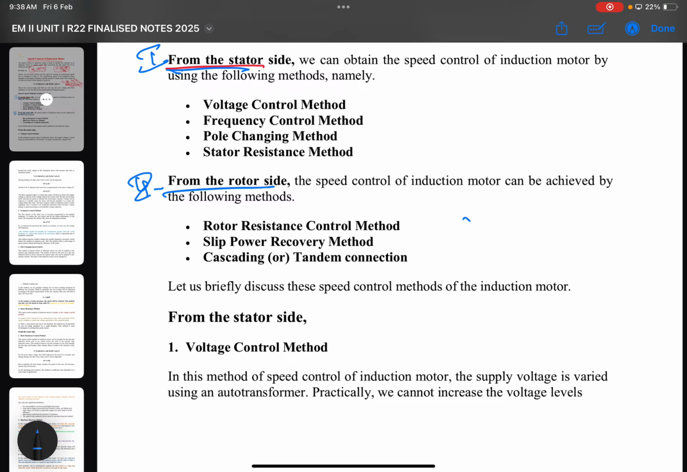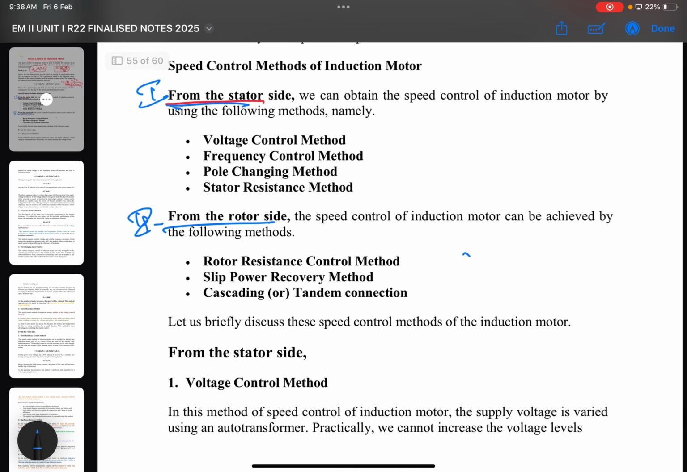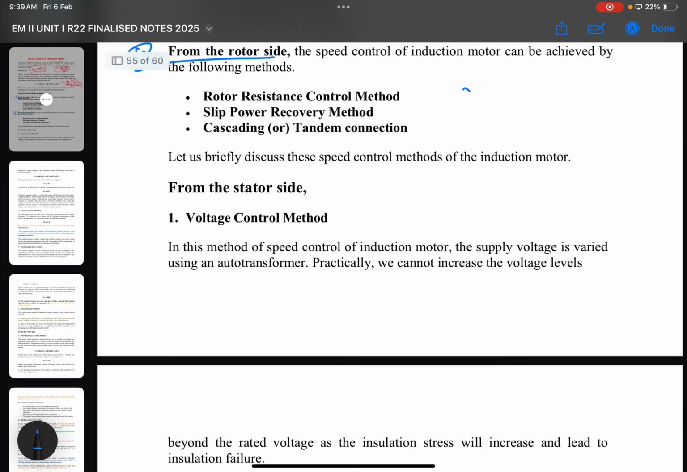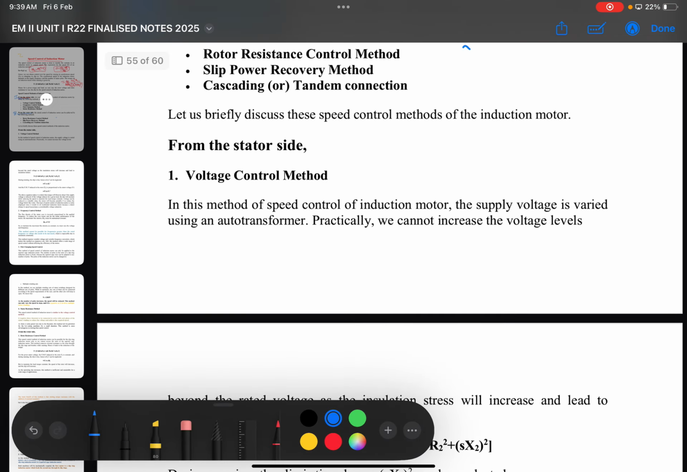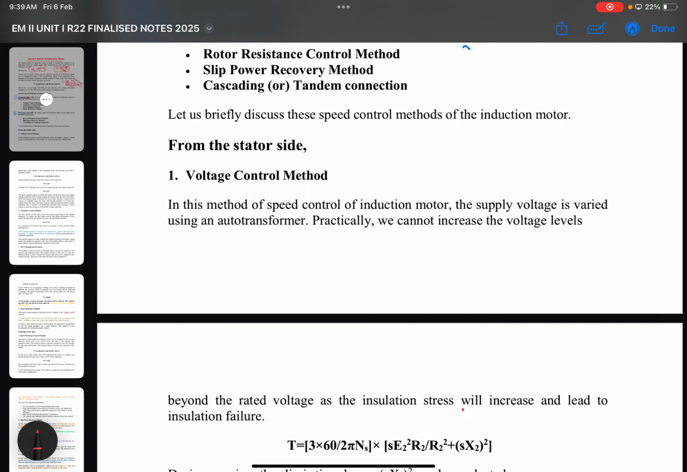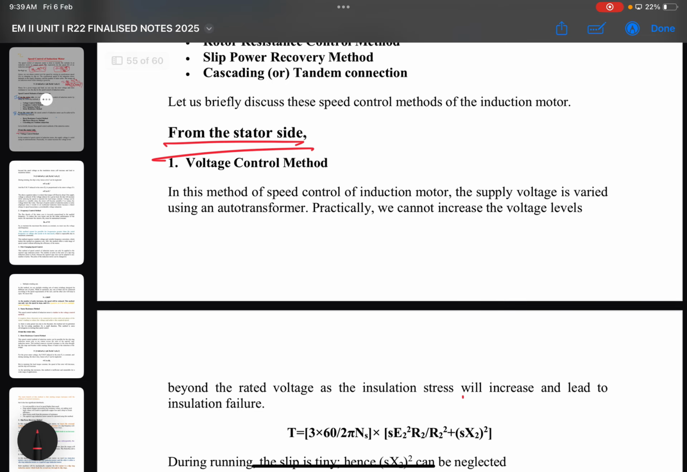So we will discuss the voltage control method from the stator side. When I modify something from the stator side, that is stator side speed control of the three-phase induction motor. When I make any modification from the rotor end, that is rotor side speed control of the three-phase induction motor. From the rotor end we have the rotor resistance control method, slip power recovery method, and cascading method. From the stator side, let's assume the voltage control method.